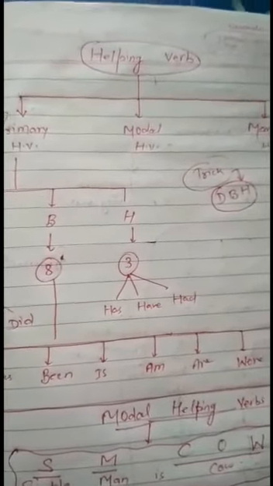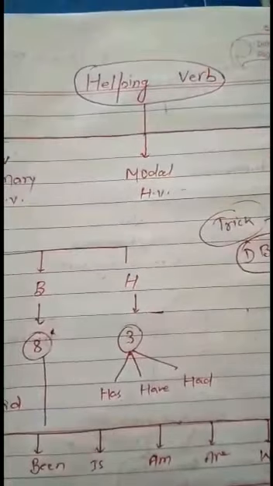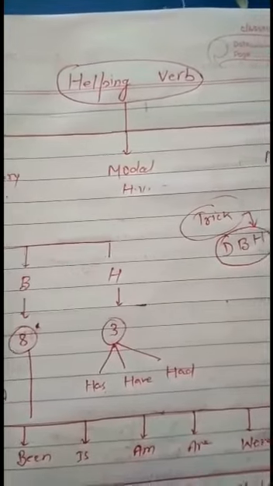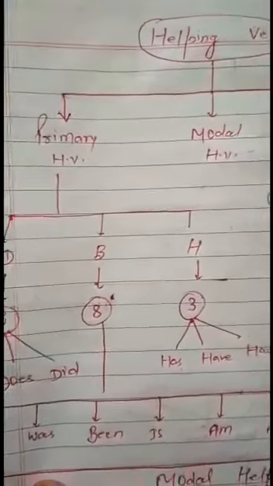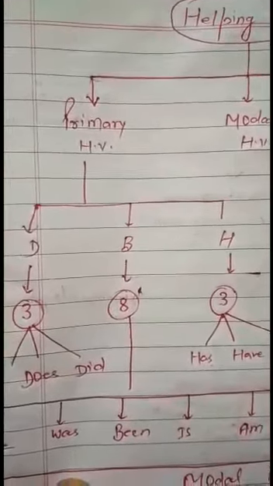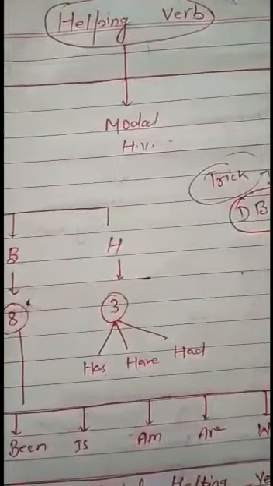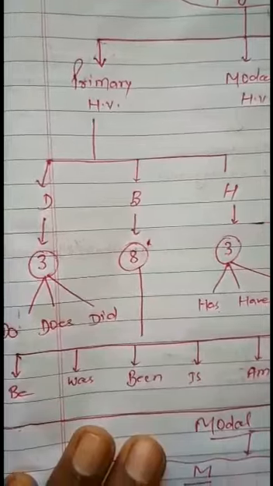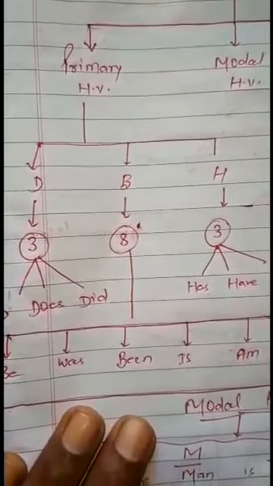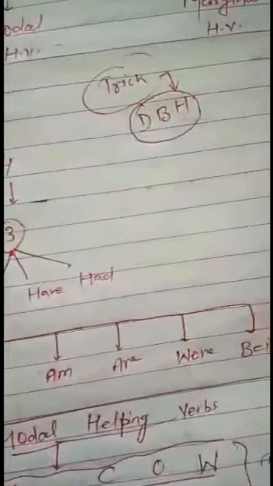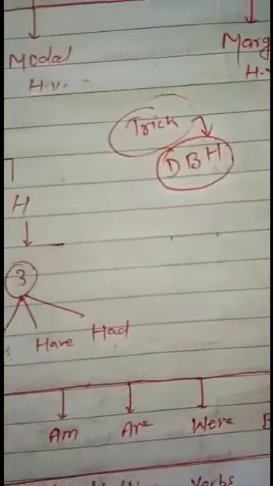Now as per the commitment, we are going to classify the helping verbs. Helping verbs have been classified in 3 groups. First one is primary helping verb, second one is modal helping verb, and third one is marginal helping verb. To remember primary helping verb, we have one trick, that is DBH. I have written here, that is DBH.